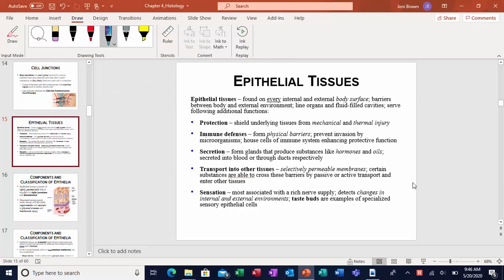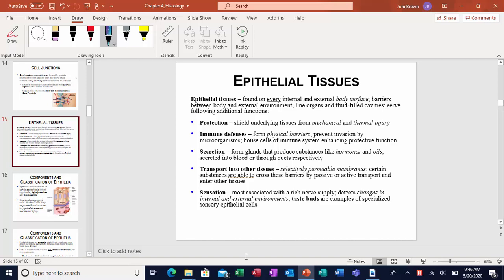Now we've got a lot of material to cover in looking at epithelial tissue, which is one of the four main types of tissue. So I'm going to try to do it as quickly as possible, but there is a lot of material, so this video could be a little longer.